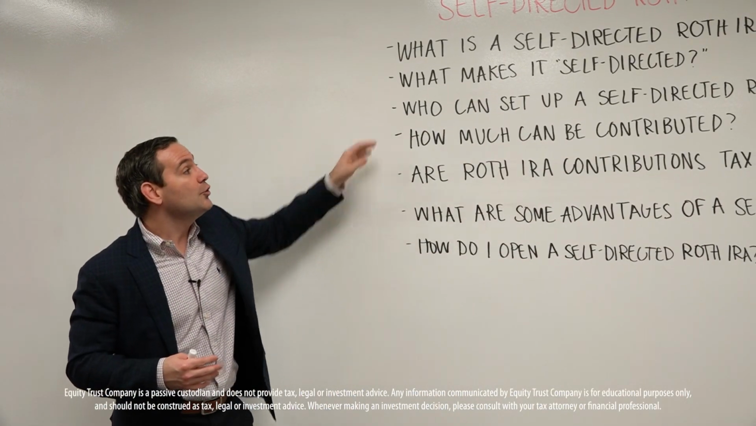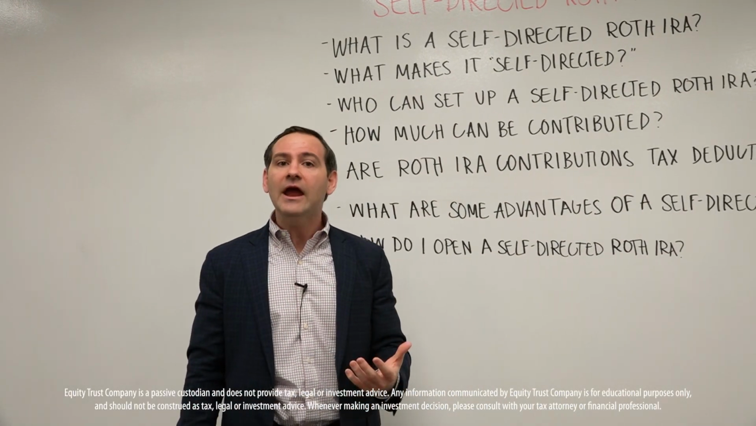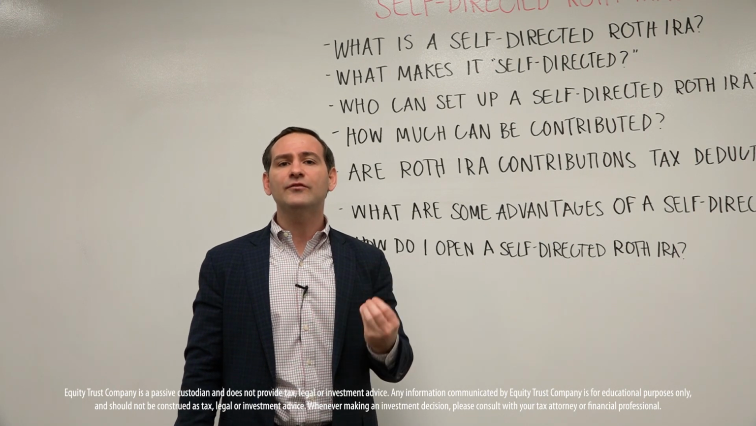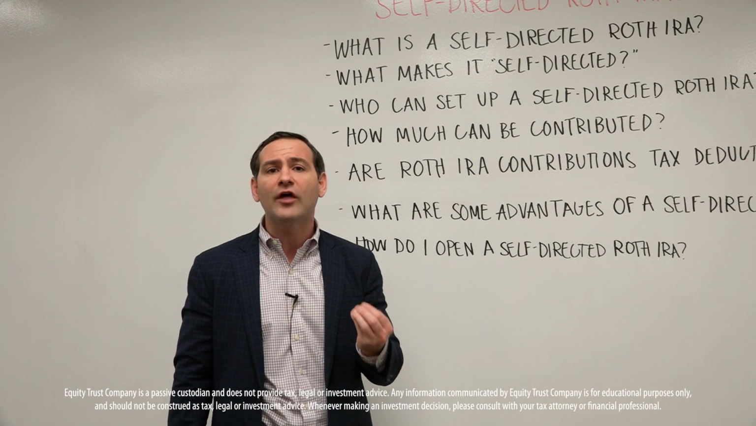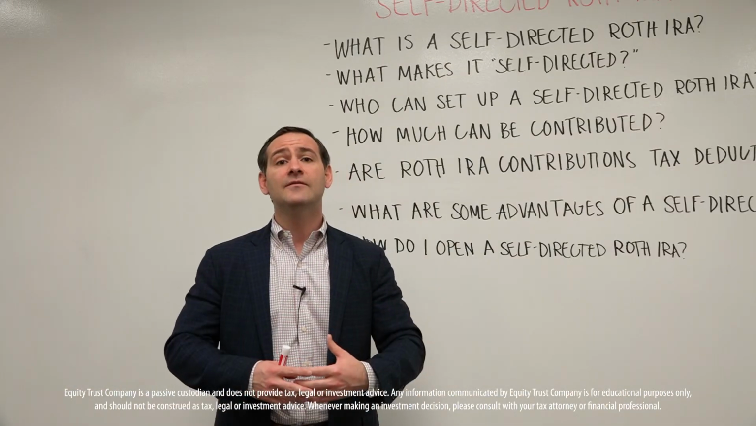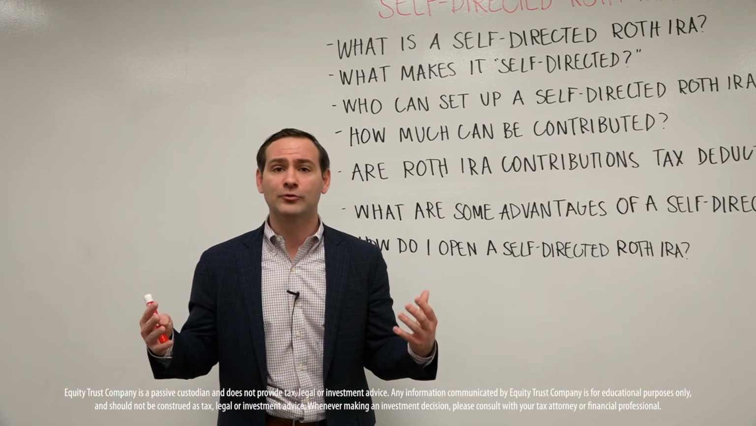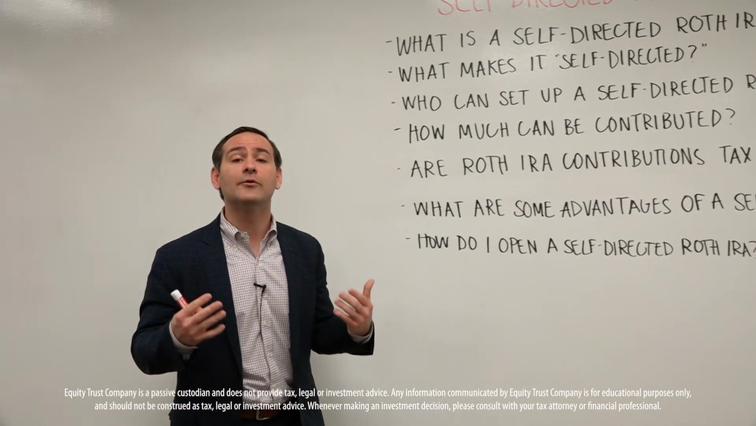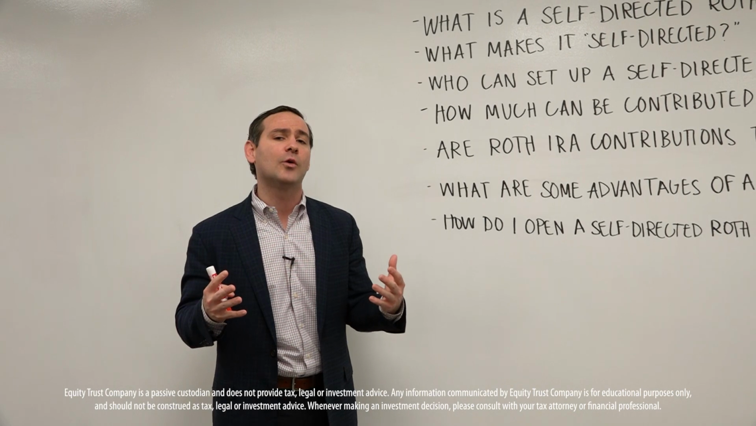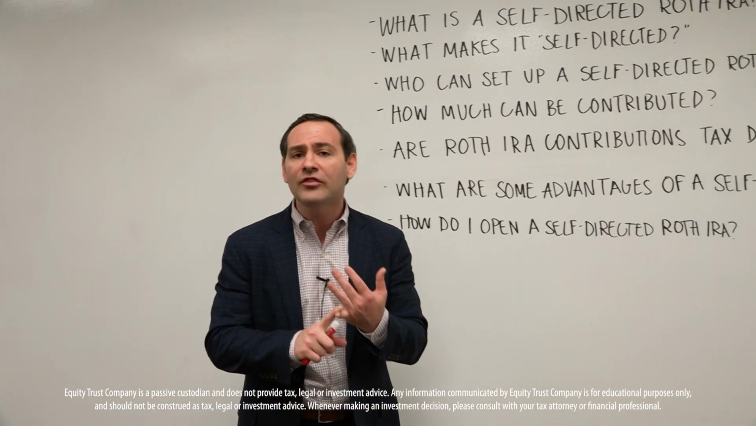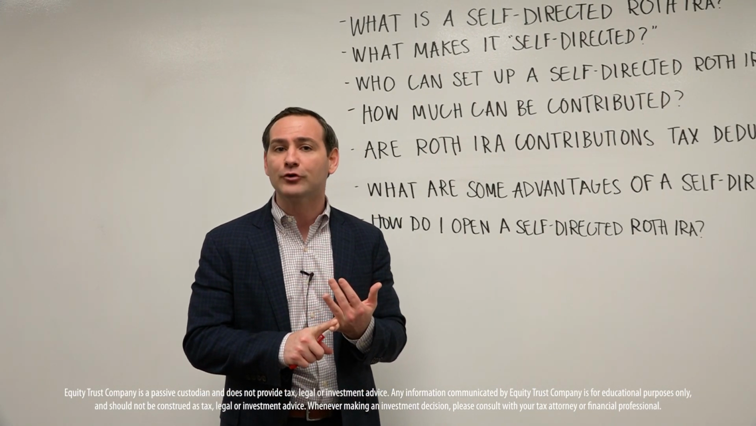Number 3 is, who can set up a self-directed Roth IRA? Well, this is one of the great things that every American, assuming that they are eligible, can have a Roth IRA. It could be folks that are way past their retirement years. You have to meet the eligibility requirements. What are the eligibility requirements? Well, the first thing to know is that with a Roth IRA, you have to have earned income.